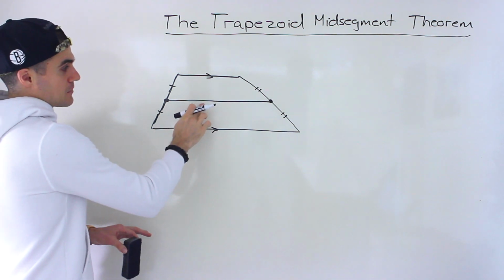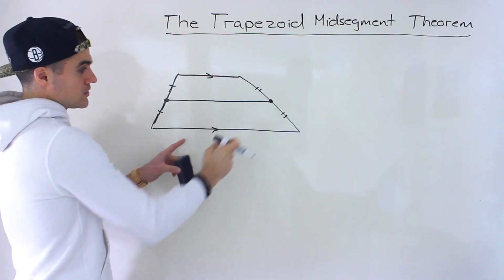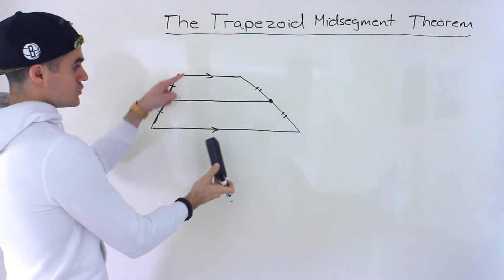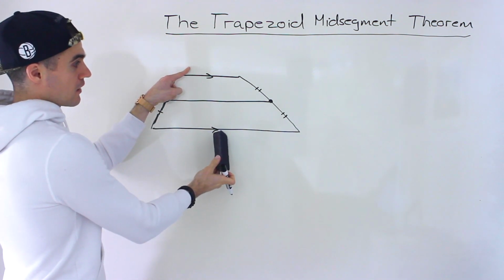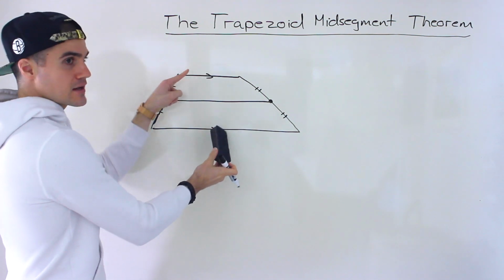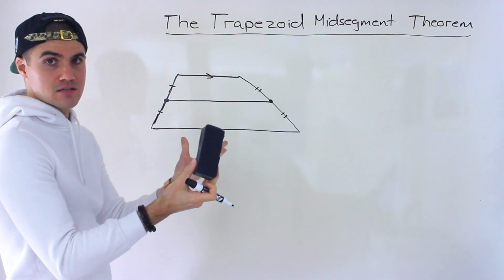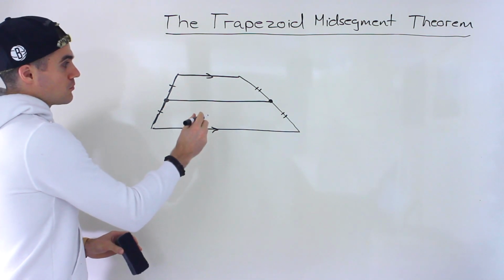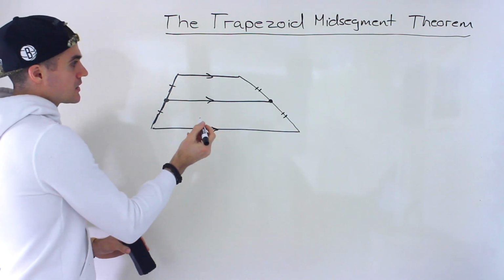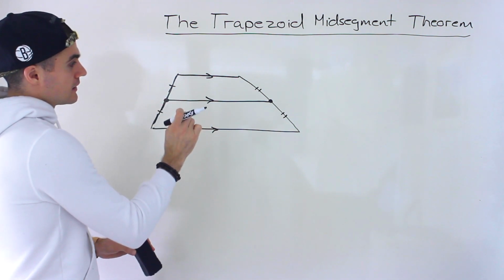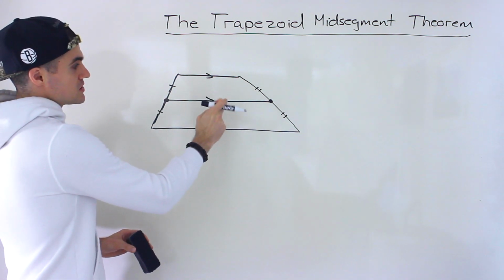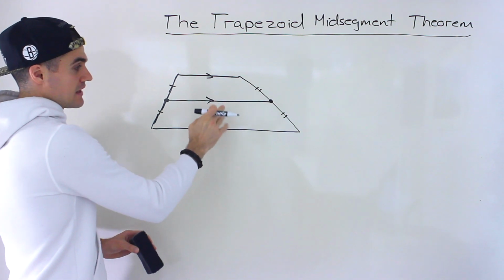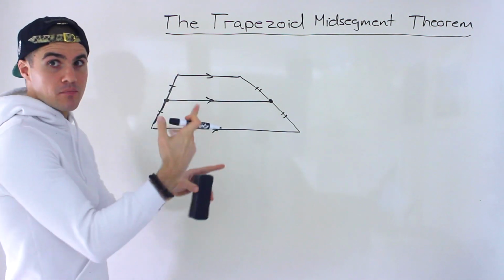Now, the mid-segment line is also going to be parallel to the two parallel lines. Sometimes these two parallel lines, you'll see them called the bases of a trapezoid. But furthermore, not only is it going to be parallel, but its length is also going to be the average of the lengths of the bases.